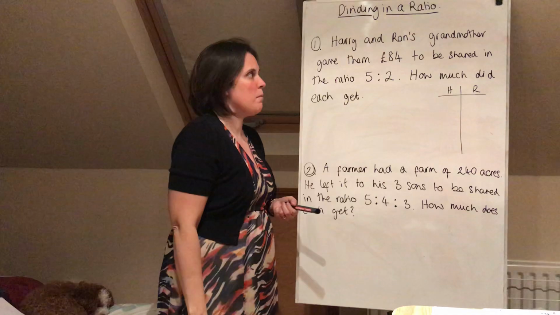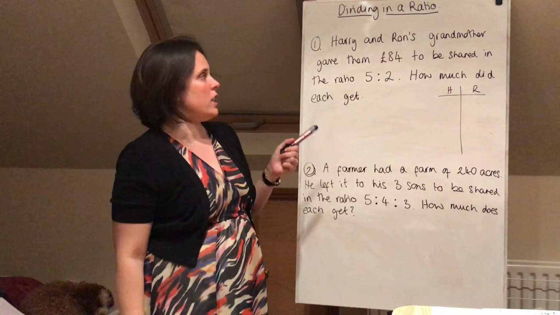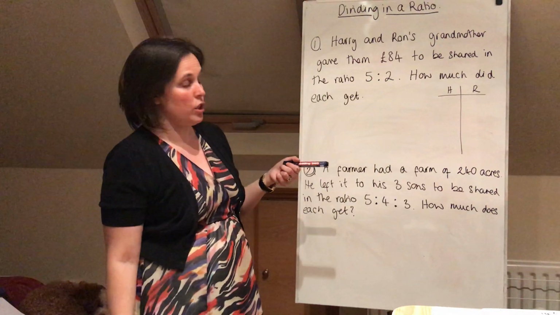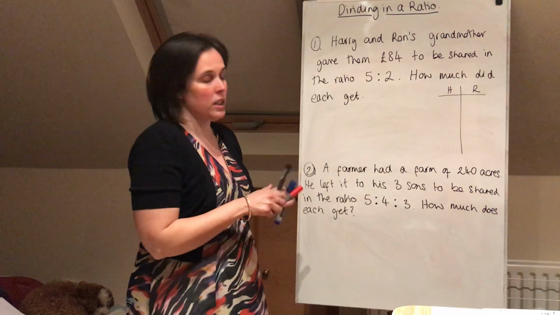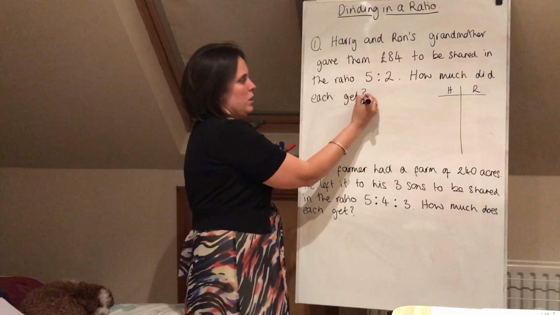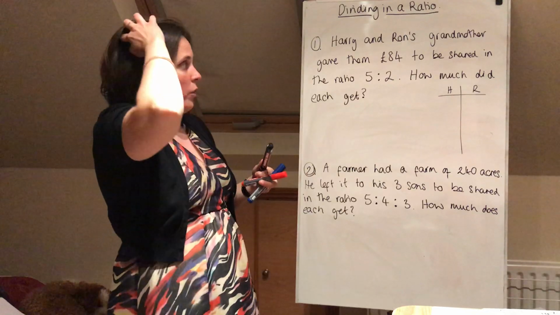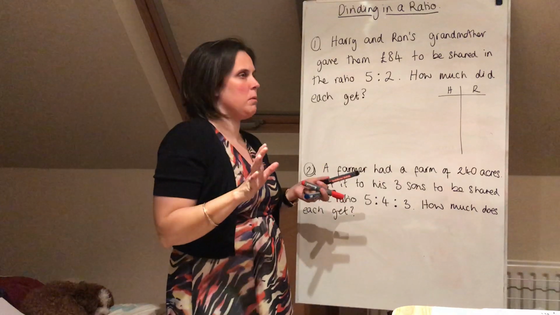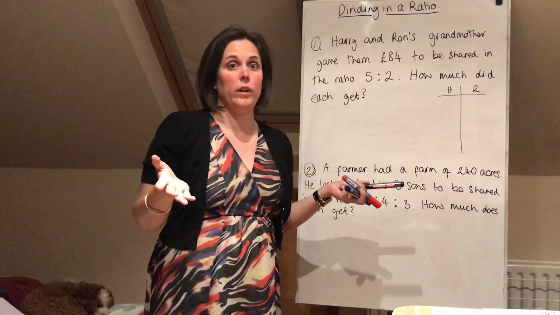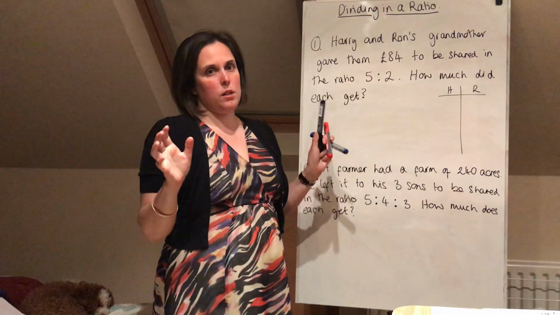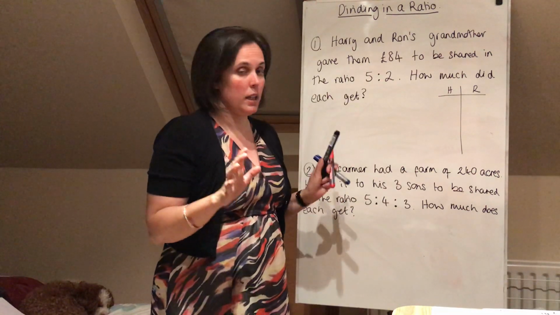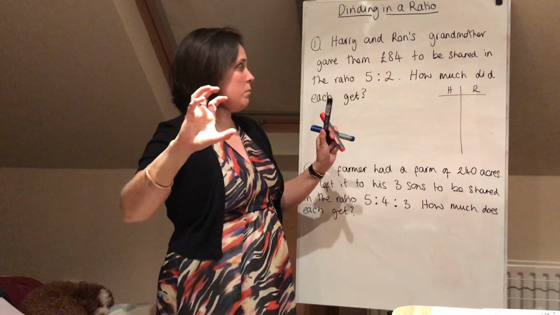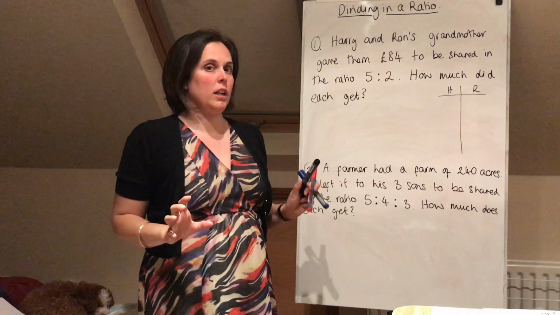So here we have Harry and Ron's grandmother, and she's given them £84, but she's asked them to share it in the ratio 5:2. And the question is, how much did each get? So just first of all put a question mark there. There's a couple of ways that we could do this. We could think that maybe she's given them £84 in pound coins. So maybe the easiest way for Harry and Ron to work it out is for them to sit there with the pound coins, and every single time Harry takes 5 and Ron takes 2, and they just keep doing that until they run out of coins.